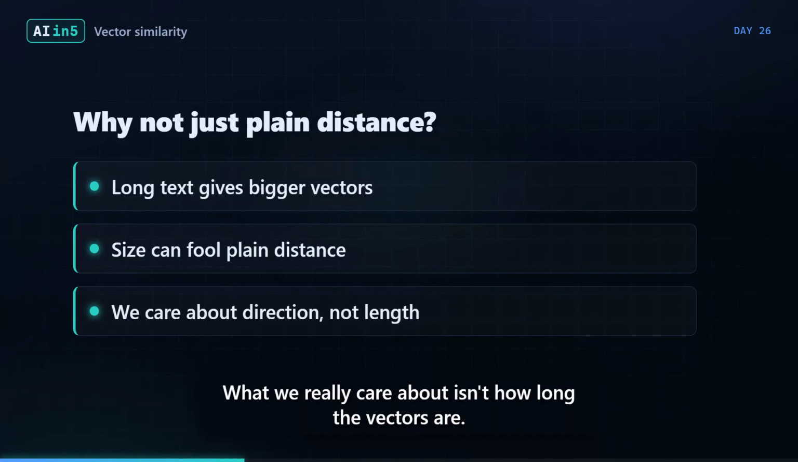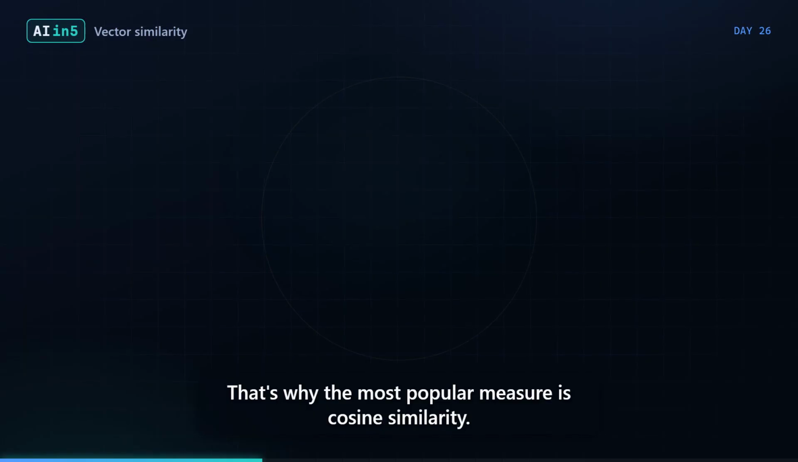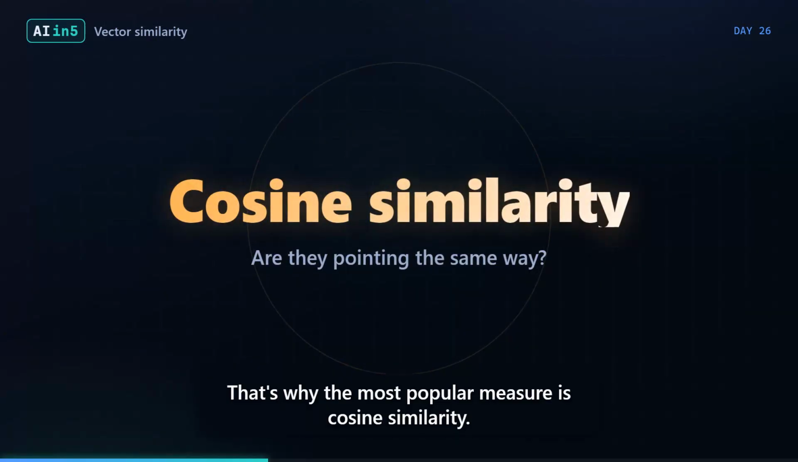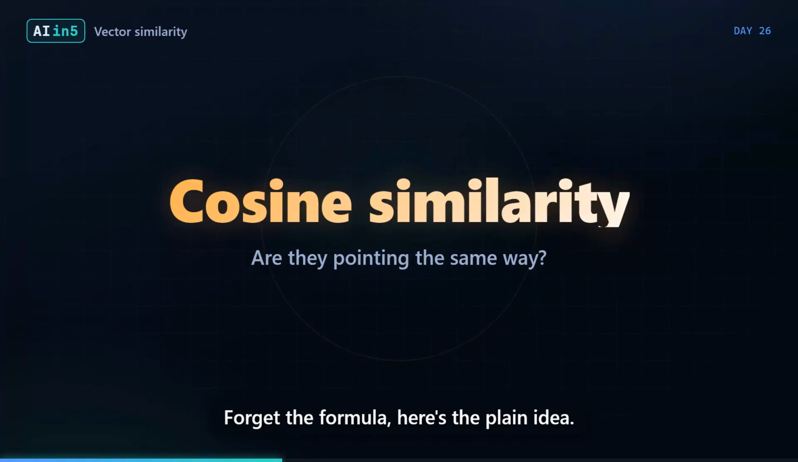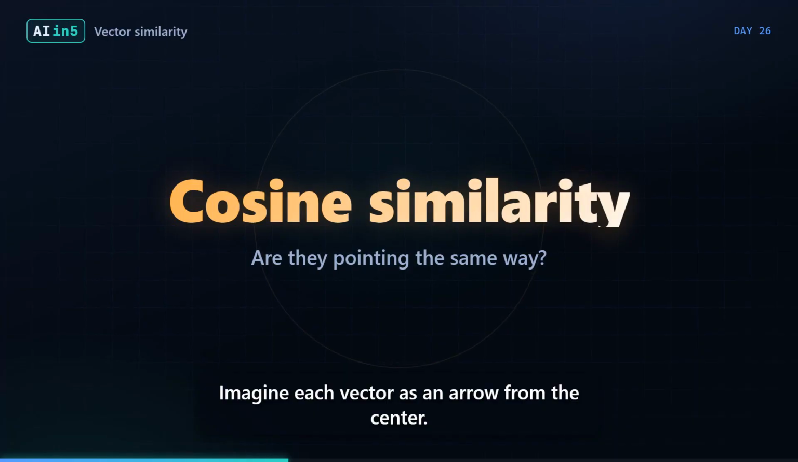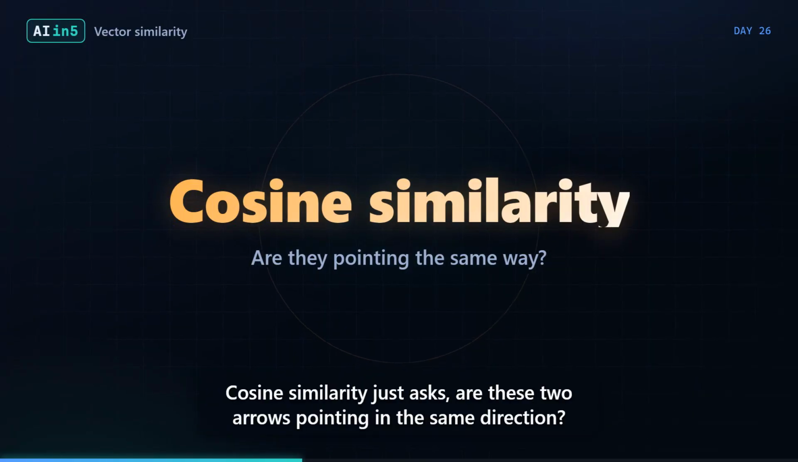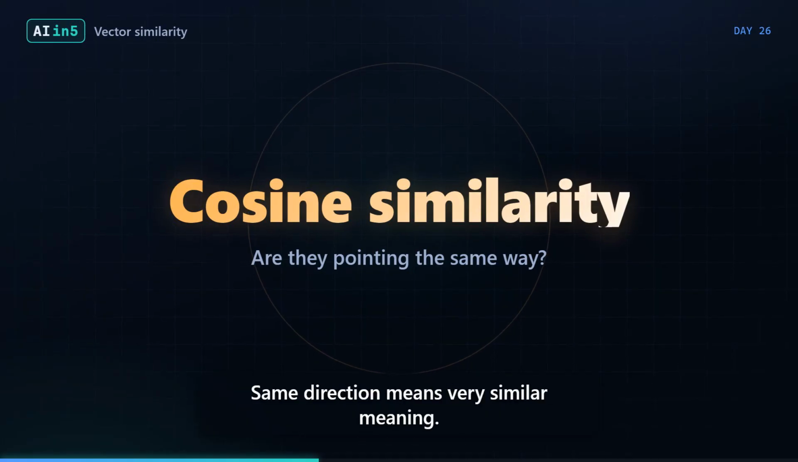Forget the formula. Here's the plain idea. Imagine each vector as an arrow from the center. Cosine similarity just asks, are these two arrows pointing in the same direction? Same direction means very similar meaning. A right angle means unrelated. Opposite directions mean opposite meaning. It measures the angle between ideas, ignoring their size. And it gives you a tidy score, usually between 0 and 1.